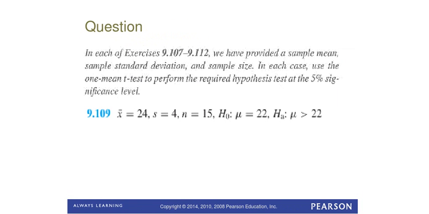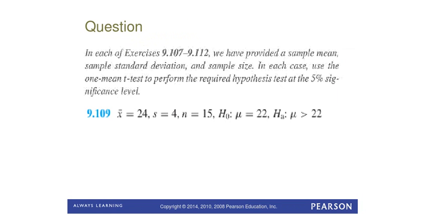All right, let's try this out. Let's say that in this case we're going to do a sample mean. We want to test a sample mean hypothesis. And in this case, we're going to use our t-test to perform the required hypothesis test at the 5% level of significance. All right, so what does that mean? Well, we've got our sample mean of 24. We've got a standard deviation from our sample of 4, but the sample size is 15, right?